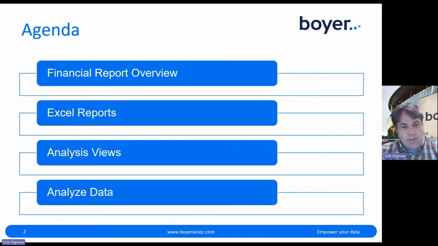Our agenda today is we're going to just do an overview of how to create and generate financial reports in Business Central. We're also going to look at Excel reports. We're going to look at adding analysis views to our financial reports, and really expand out the number of dimensions that we're going to be reporting on. And then we're going to finish with analyzing the data. So this is a relatively new feature to Business Central, and we're going to show you how we can use that to not only look at some of our financial data, but also look at other data in the system.